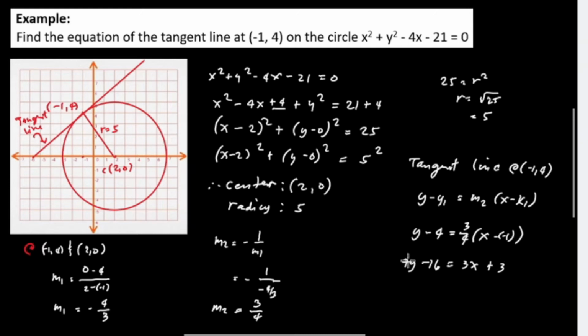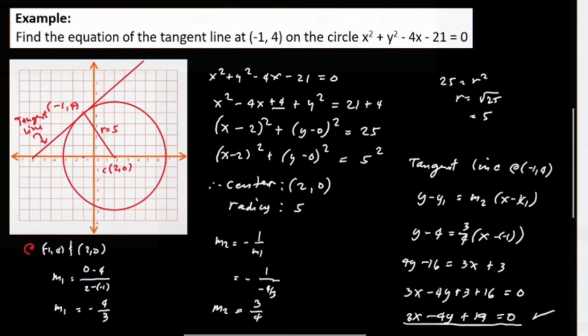And for the equation of the line, transpose 4y to the right, that's negative 4y, and negative 16 plus 3, transpose negative 16 to the right, that's positive 16, and equate that to 0. So 3x minus 4y plus 3 plus 16, that's 19, equals 0. And this is the tangent line: 3x minus 4y plus 19 is equal to 0.